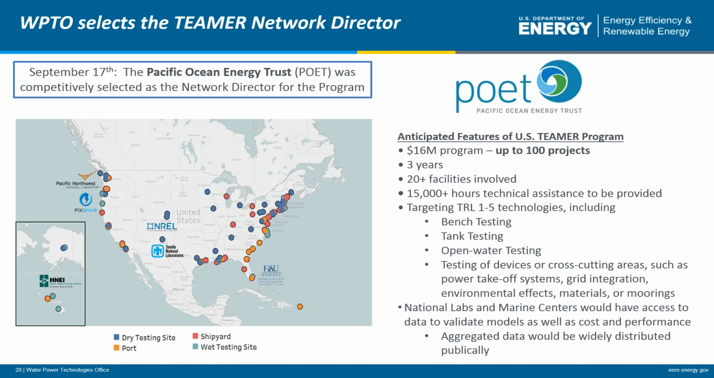We went out with a funding opportunity earlier in fiscal year 19 to select the network director. And I am pleased to share with you all today that we did make that selection and announce that director back on the 17th of September. So the network director is POET, the Pacific Ocean Energy Trust. And right now we're negotiating the award with POET. We plan to have that award negotiated by the end of the calendar year. And then we want to quickly start up and initiate the program shortly after.